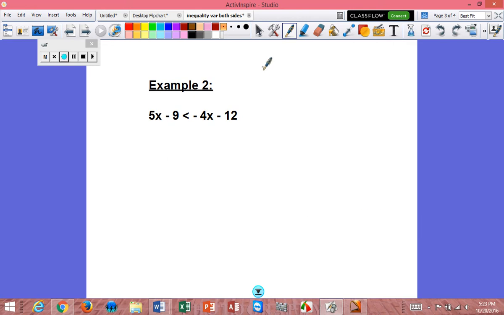All right, example 2, we have 5x minus 9 is less than negative 4x minus 12. So again, I am going to separate the left and right sides.